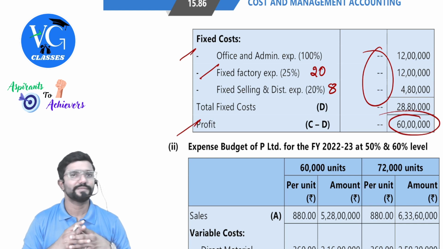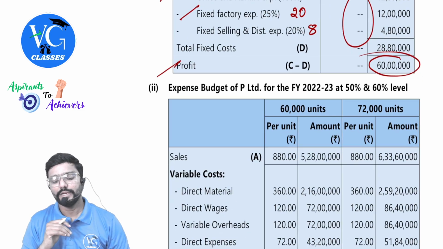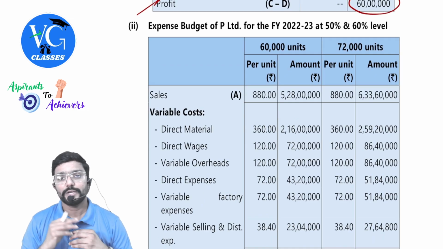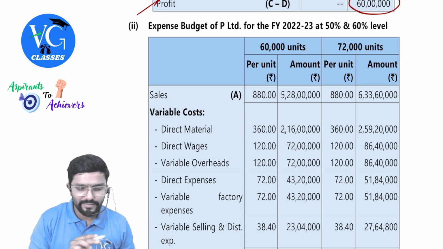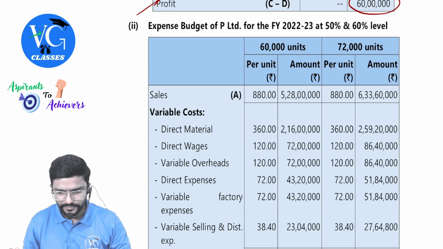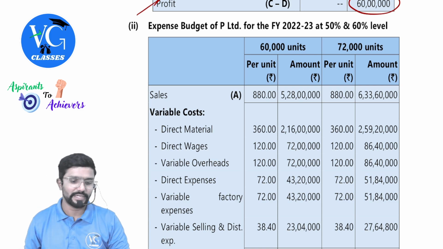Actually, it is actual profit, because the year has already come to an end. Whatever figures are available with me are actual figures, guys. Now, expense budget for 22-23, guys, at 50% and 60% level. What they have asked is 50% or 60% or both. Both they have asked.